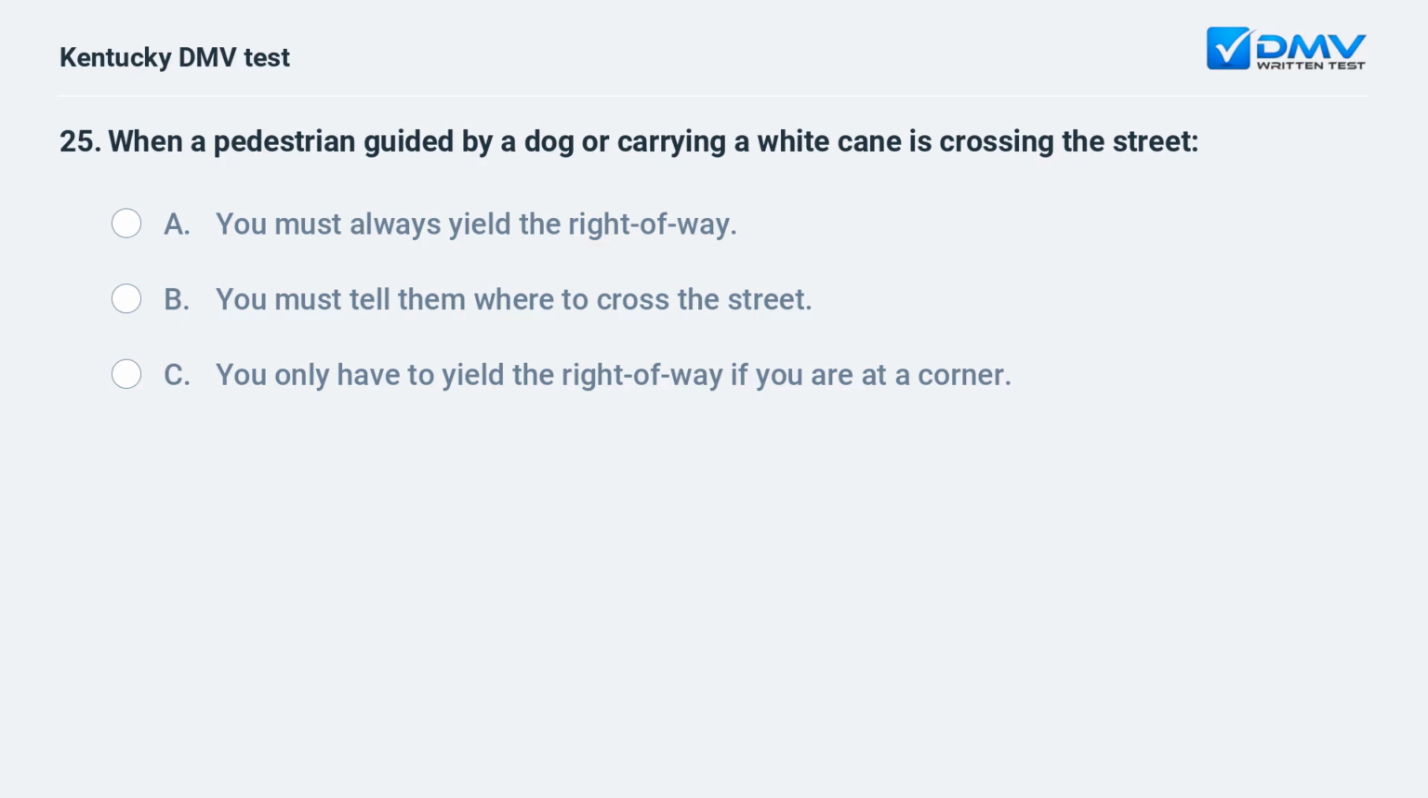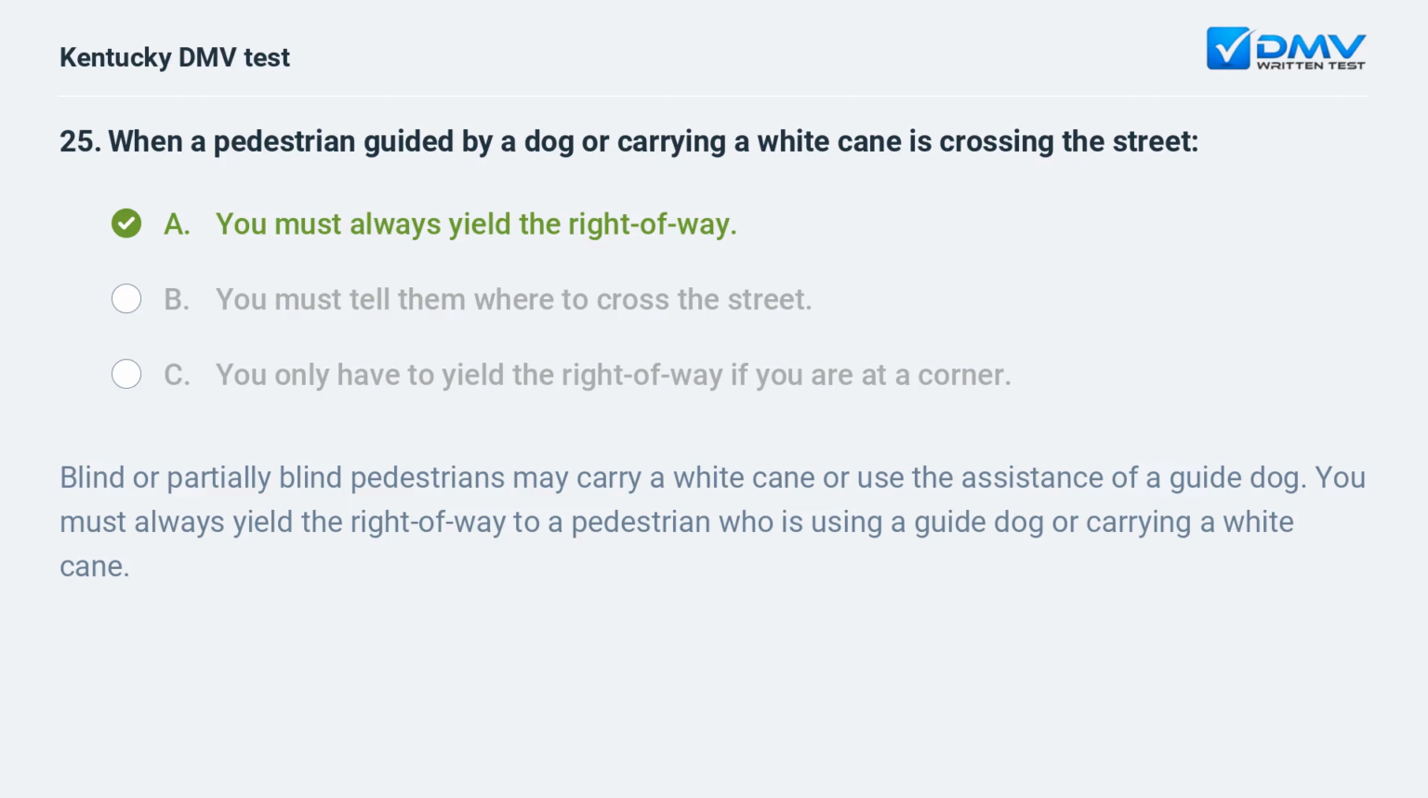When a pedestrian guided by a dog or carrying a white cane is crossing the street: A. You must always yield the right of way. B. You must tell them where to cross the street. C. You only have to yield the right of way if you are at a corner. A. You must always yield the right of way. Blind or partially blind pedestrians may carry a white cane or use the assistance of a guide dog. You must always yield the right of way to a pedestrian who is using a guide dog or carrying a white cane.